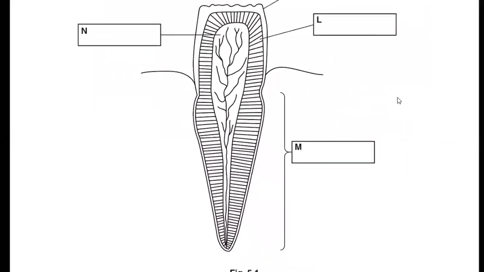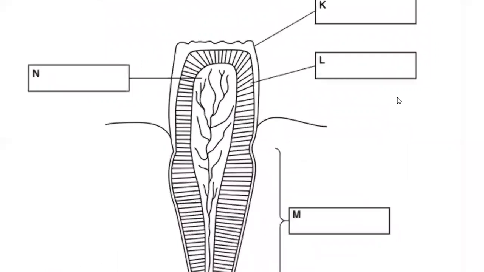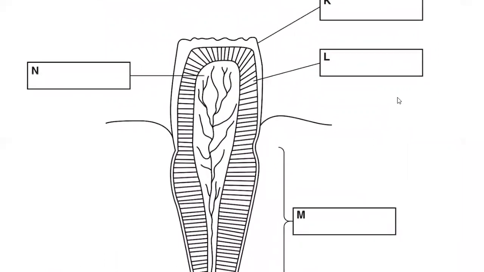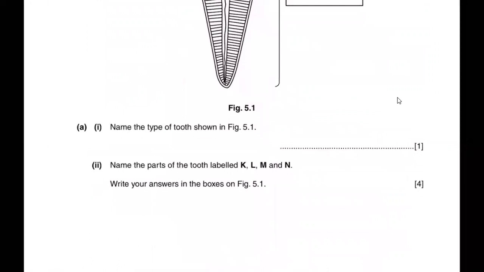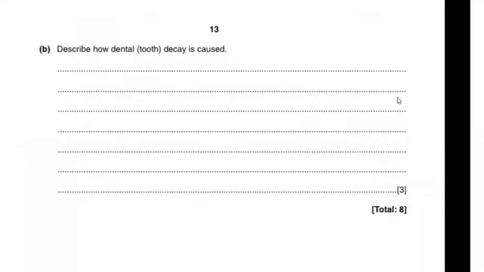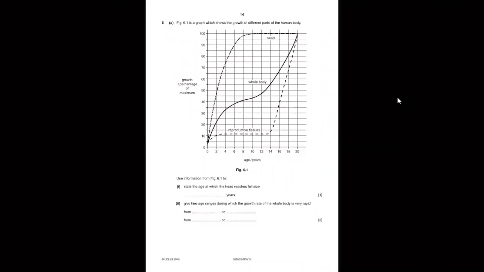Basically, every tooth has a part that is embedded and one which is visible, right? So the part which is lying below this point is not visible. So this entire part is the root, actually. Okay, never mind. Maybe this is a question from some old past paper. Describe how dental decay is caused. So we've done this. I'm skipping this question.